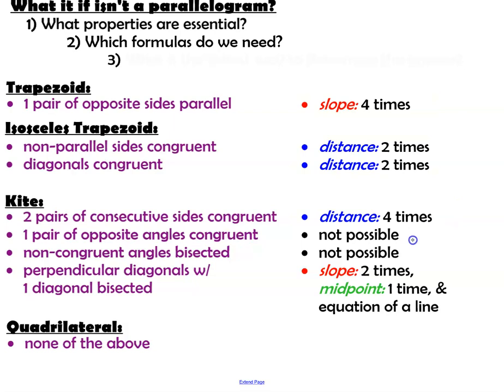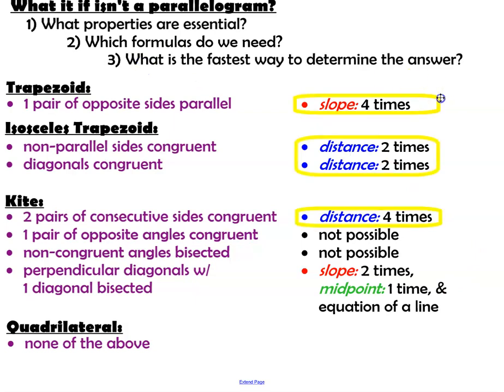Now, the property that you have 1 pair of opposite angles congruent, you can't test for that. You also can't test to see that the non-congruent angles are bisected. Now, the diagonals are perpendicular, but specifically one of those diagonals has to be bisected. So in order to do that test, you would have to do the slope formula 2 times, the midpoint formula 1 time, and check to see that this midpoint is actually on the equation of the line for the other diagonal. So, with all these considered, these are the fastest ways to determine if it's going to be a trapezoid, isosceles trapezoid, or a kite.